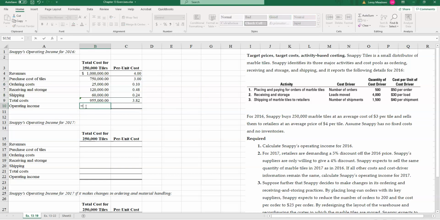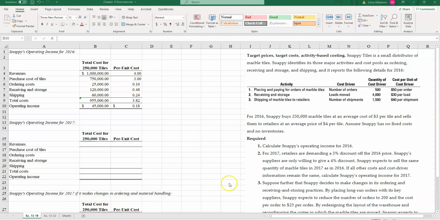So what does that leave as far as operating income on an aggregate basis and then on a per unit basis or a per tile basis? Now, I'm going to take my revenues minus my total costs. And so for selling 250,000 tiles, I'm going to profit $45,000. On a per unit basis, that translates into 18 cents. So that is Snappy's operating income for 2016.